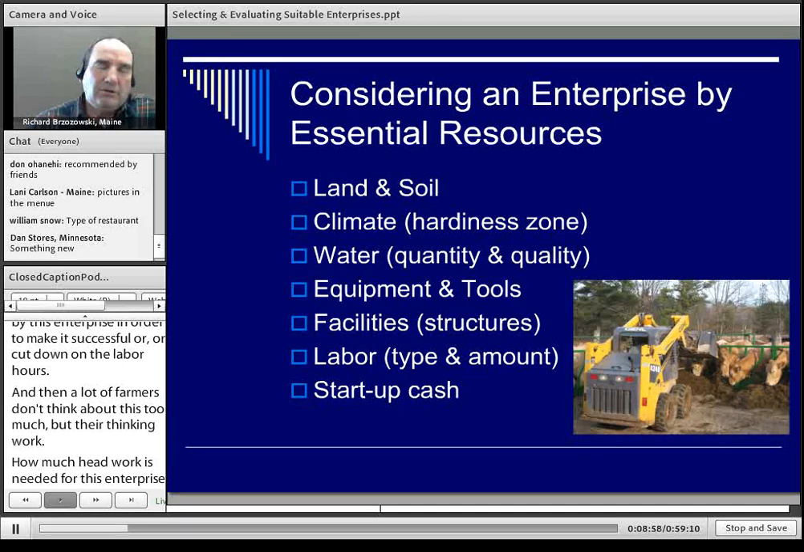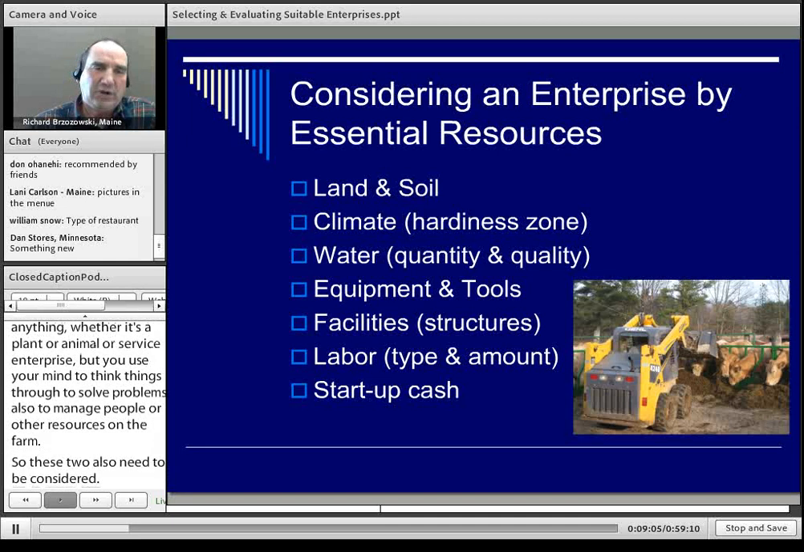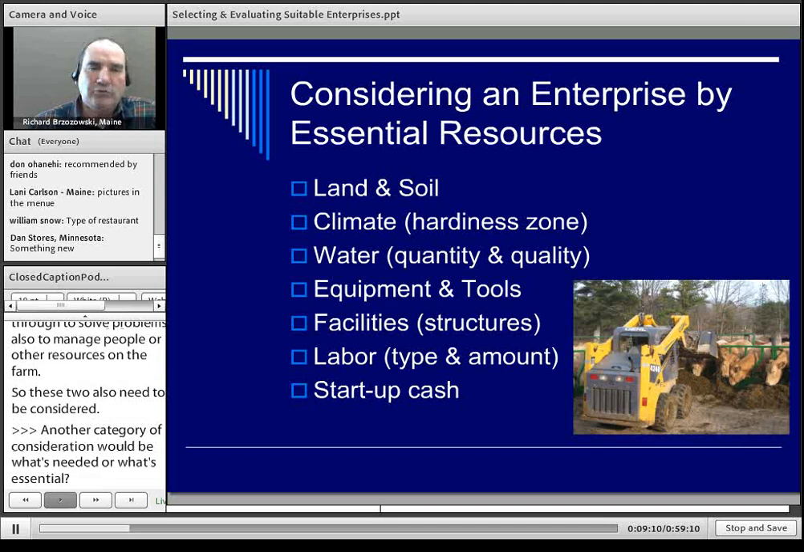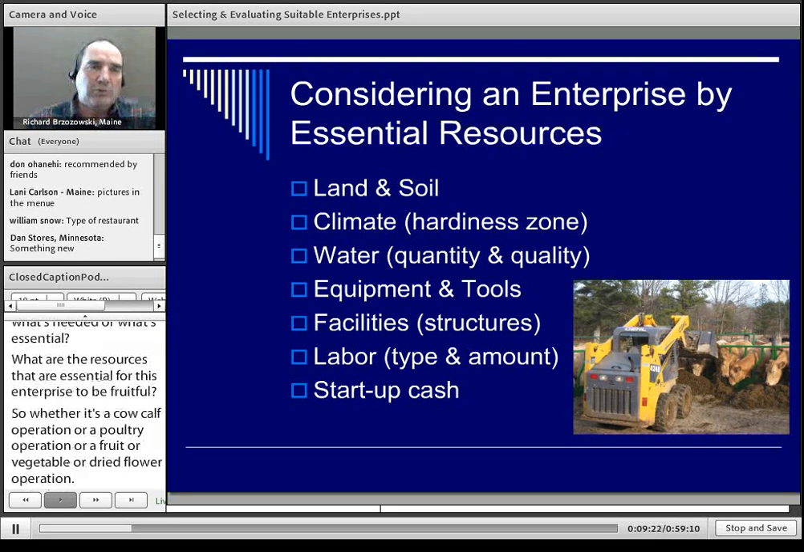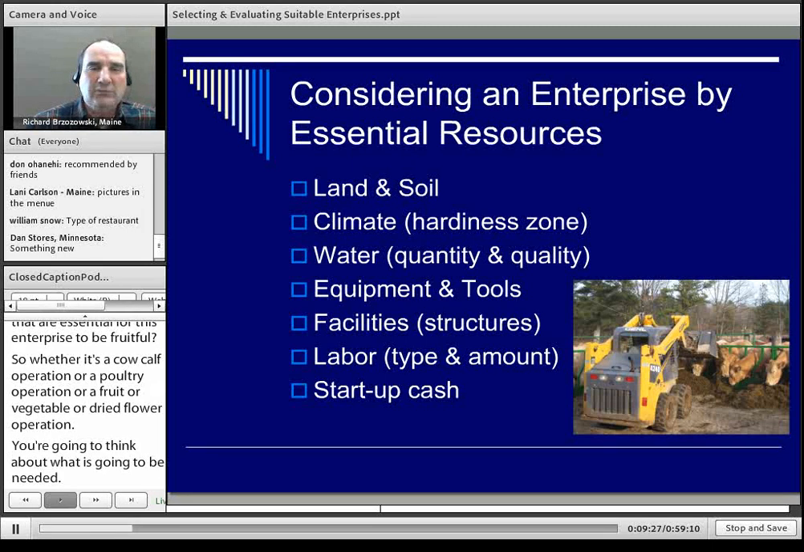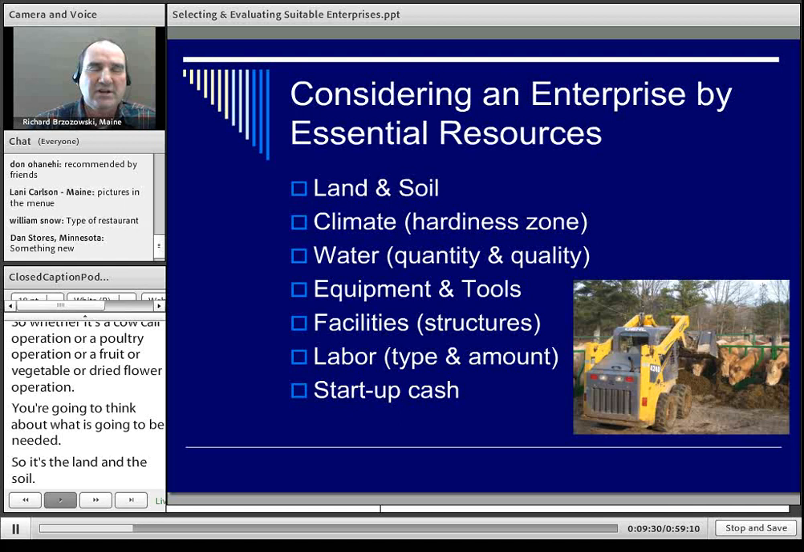Another category of consideration would be what's needed or what's essential. What are the resources that are essential for this enterprise to be fruitful? So whether it's a cow-calf operation or a poultry operation or a fruit or a vegetable or a dried flower operation, you've got to think about what is going to be needed. So it's the land and the soil. Most farms are based on soil, and if you look at our country, one reason why we've been so successful as a nation is because of our agriculture, our soil and natural resources.